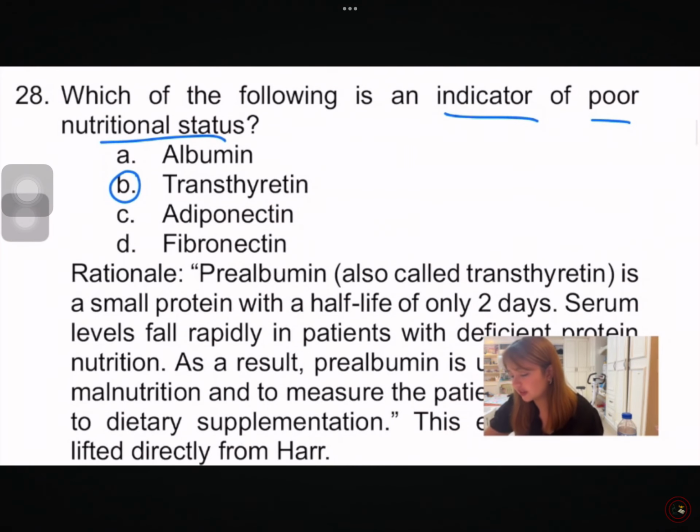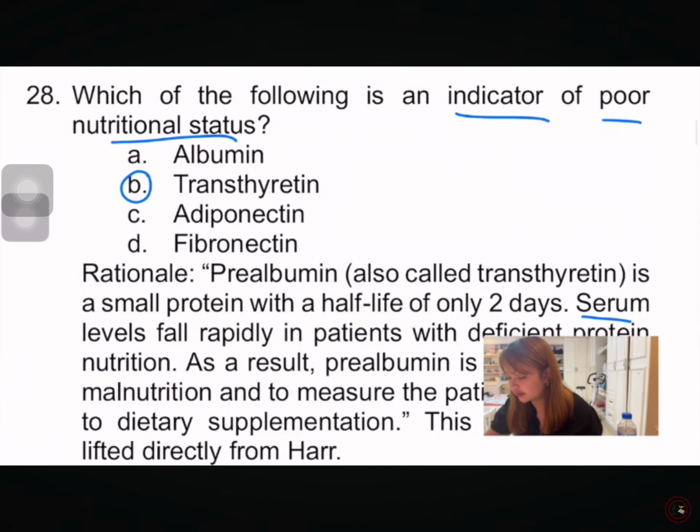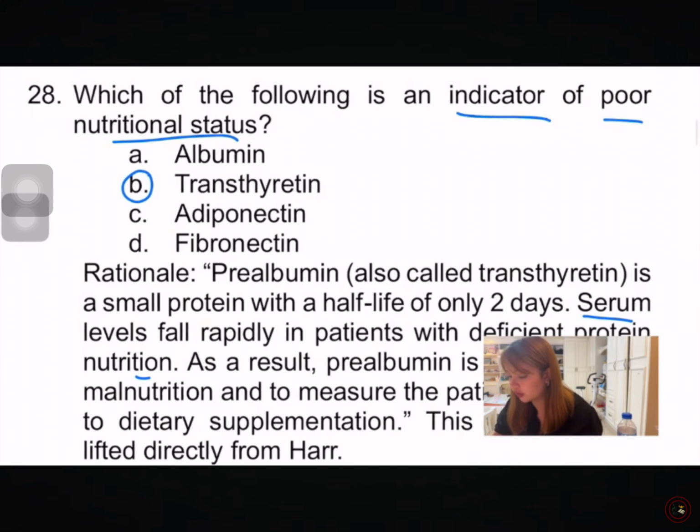So the rationale for this is actually lifted directly from HAR. So according to HAR, serum levels of transthyretin or prealbumin falls rapidly in patients with deficient protein nutrition. As such, prealbumin or transthyretin is used to detect malnutrition and to measure the patient's response to dietary supplementation. So indicator of poor nutritional status, transthyretin. Yun yung answer.